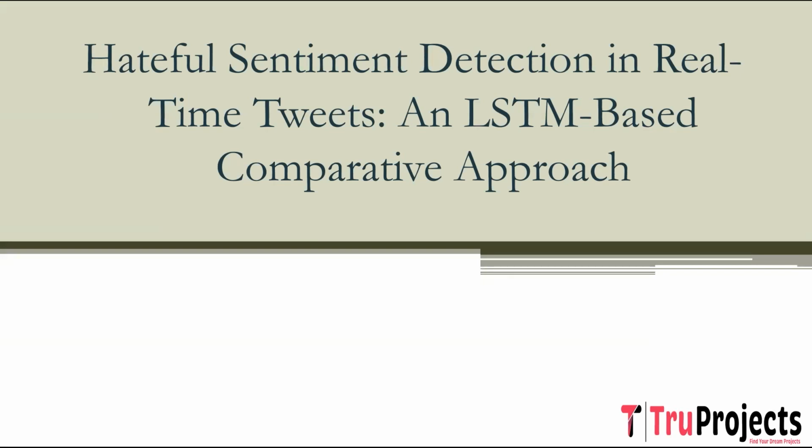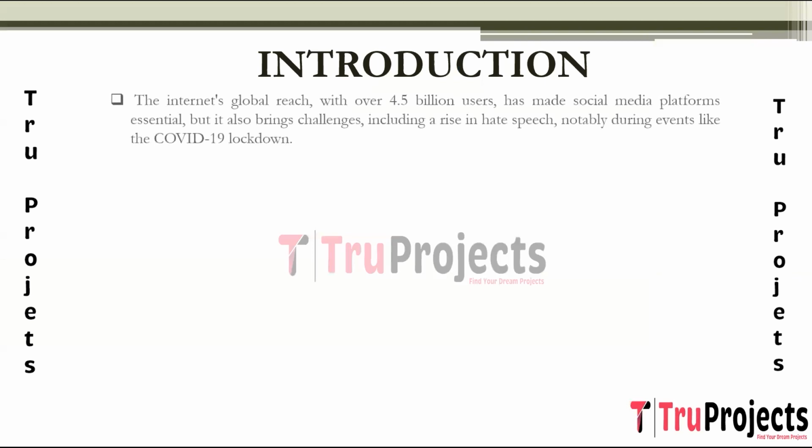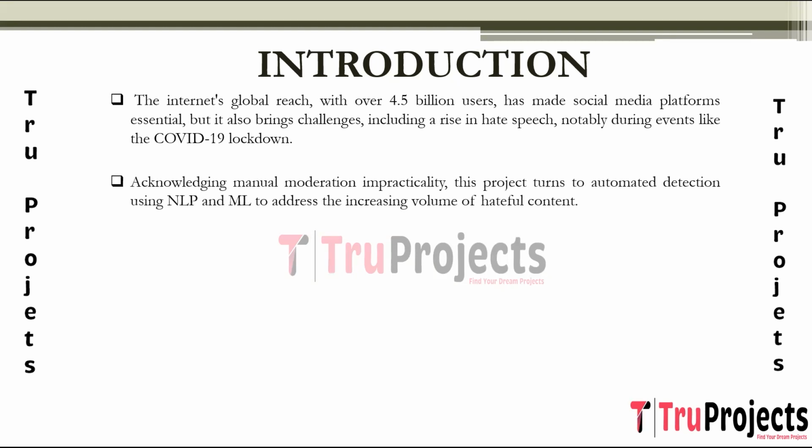Through projects. In this video, we will explain about the project, which is hateful sentiment detection in real-time tweets, an LSTM-based comparative approach. Introduction of the project. With the internet hosting over 4.5 billion users globally, social media platforms like Twitter have become integral, but this widespread connectivity has also given rise to challenges such as an upsurge in hate speech, particularly evident during events like COVID-19 lockdown. Automated hate speech detection for recognizing the impracticality of manual moderation in handling the increasing volume of hateful content.